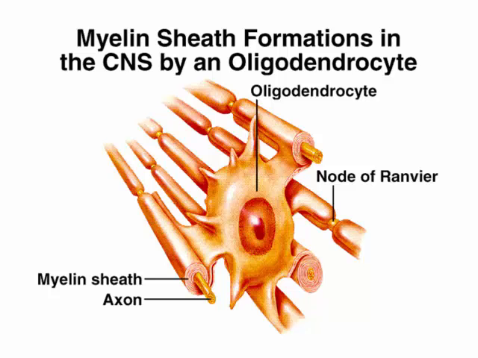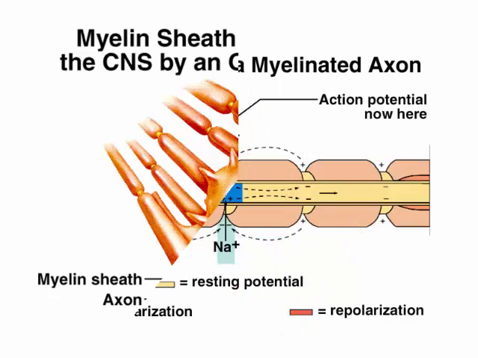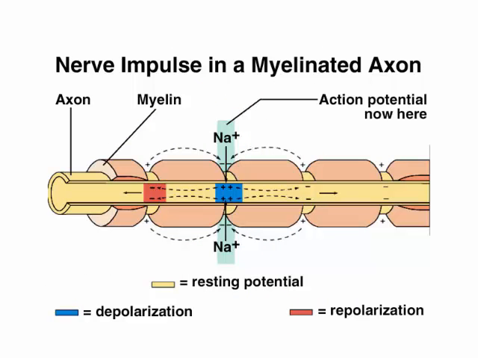In the central nervous system, do you remember your anatomy? This is called an oligodendrocyte. So they grow around the axons in the central nervous system. And the point of the myelin is to increase the speed of the action potential as it is propagated, as it moves through the axon.